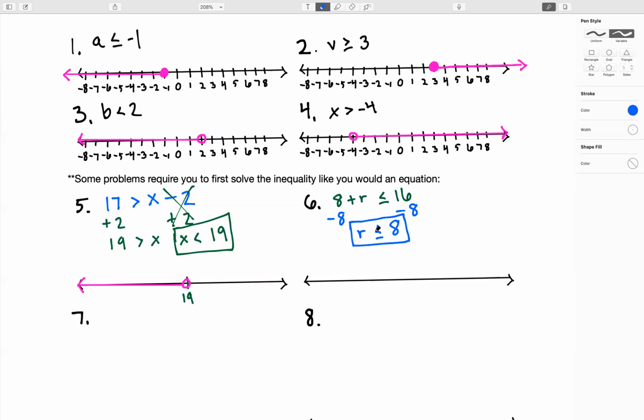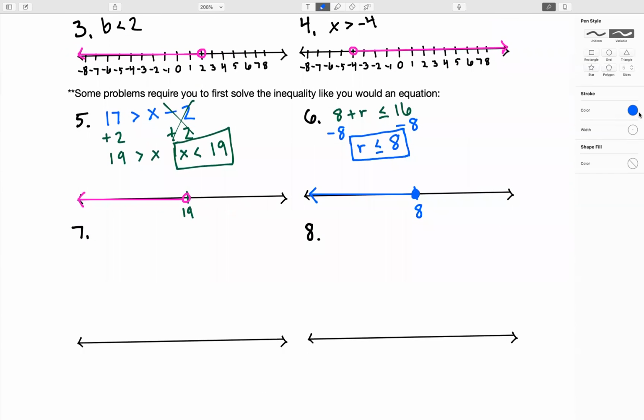We're done with that. Now we have to graph it. So let's draw 8 on the number line. Doesn't matter where we draw it, as long as we do our circle and our arrow correctly. So because this is less than or equal to, we're going to have not just an open, but a closed circle, is what we call it. And then r is everything equal to 8 and less than 8. So we're going to draw our arrow again to the left. And we're done with that one.